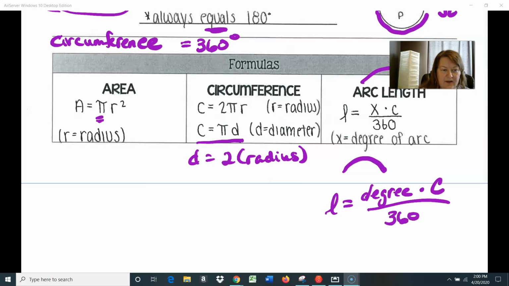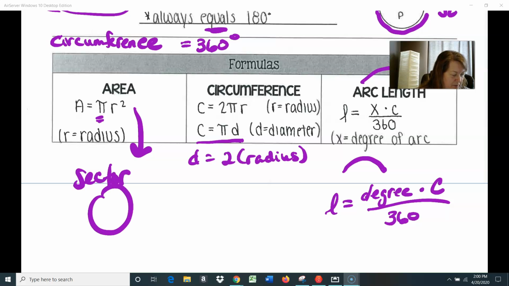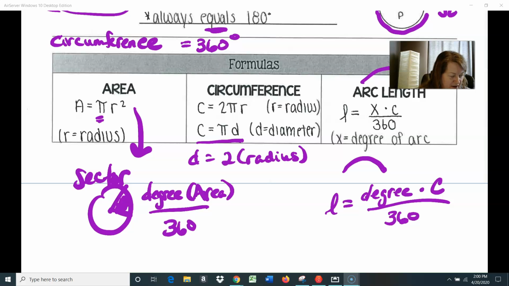This should look a little bit like when we did sectors and we found the area and then found parts of an area called a sector. Remember when we did these and we did these? These were considered sectors. So the area of the sector was the degree times the area divided by 360. So that was to find all that little pie piece area on the inside.